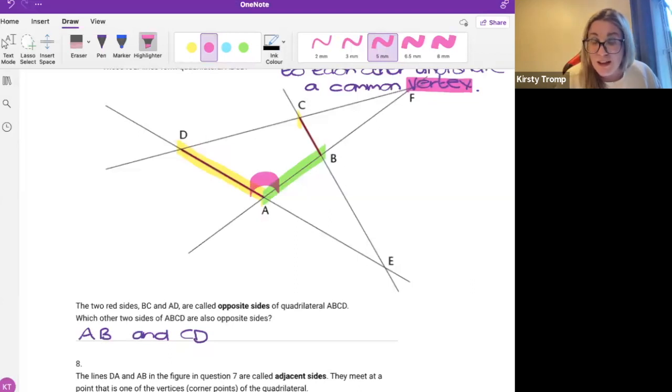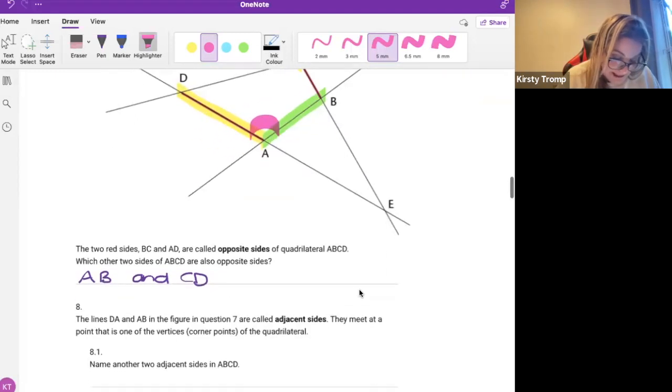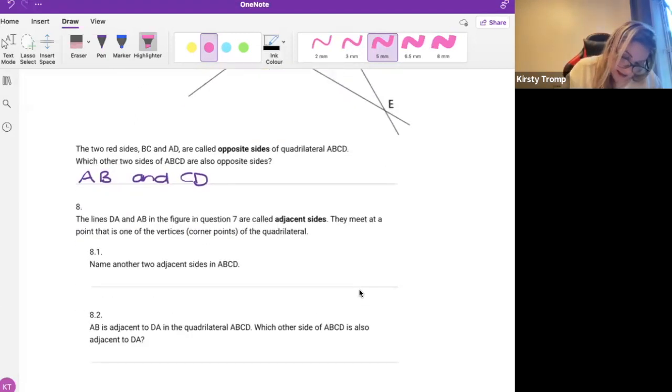DC and CB. Well done. Thank you so much, Katlejo. You are amazing. Well done. Okay, so Katlejo is absolutely right. Another pair of adjacent sides would be CD and BC. So name two other adjacent sides.